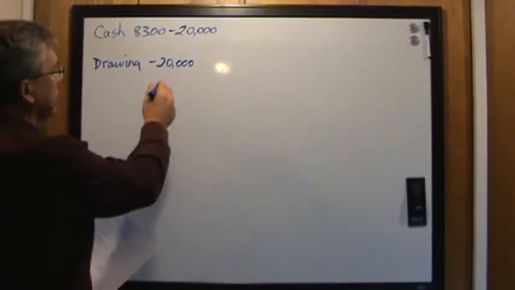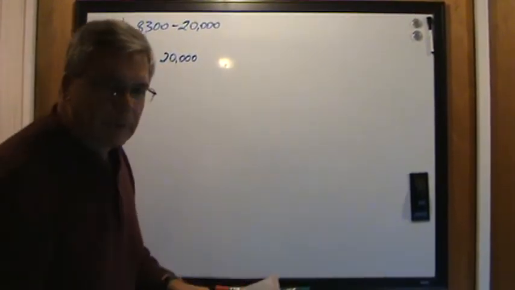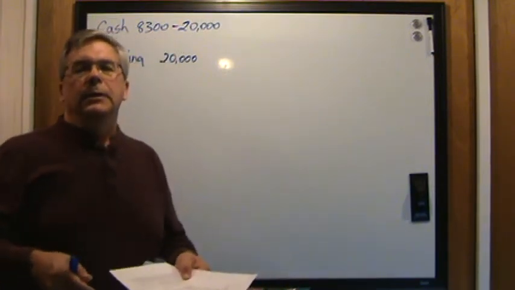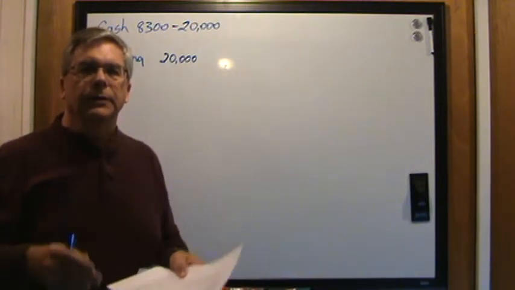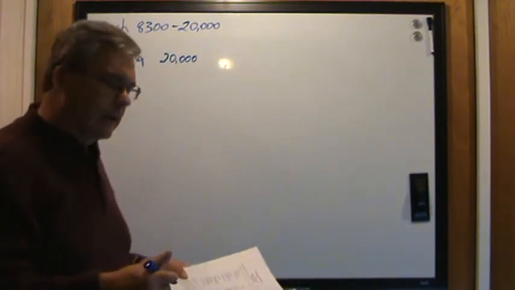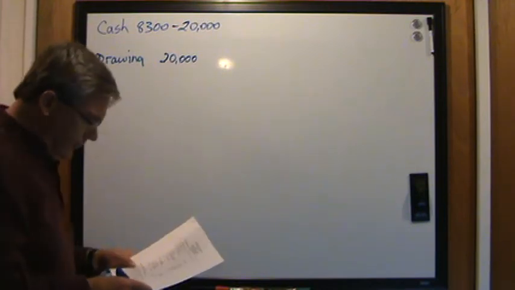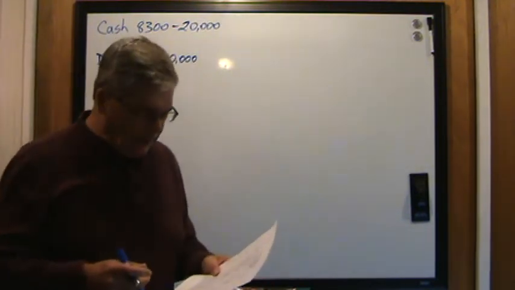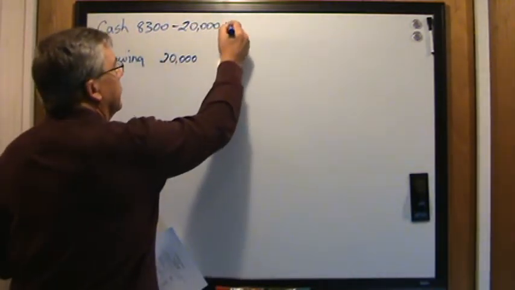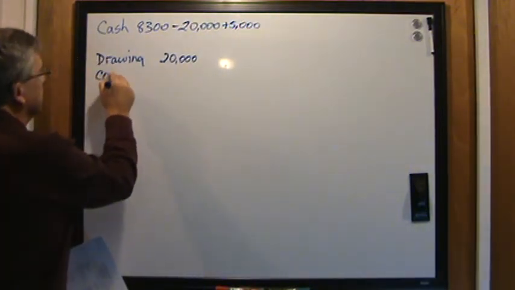Sorry, don't put minus here. Keep this as positive, because drawings will be subtracted eventually, but in these accounts, all we're trying to do is look at increases in the accounts as positive and decreases as negative. That way we won't get mixed up with where everything goes and how it adds together. All right, so drawings go up 20,000, cash goes down 20,000. He lost all of the money except for 5,000, which he then reinvested in the business. So he put 5,000 back into the business, and that's a contribution now.